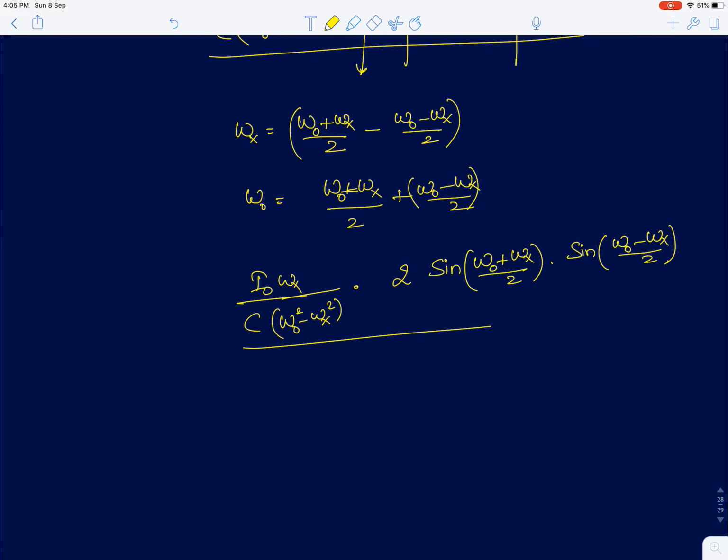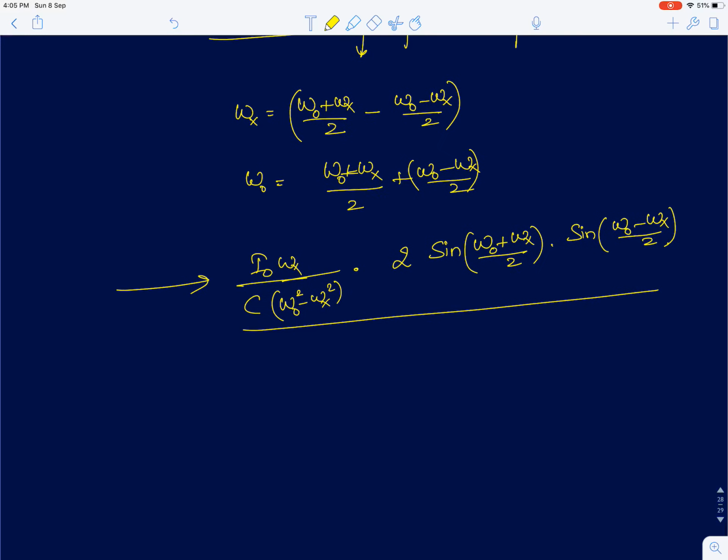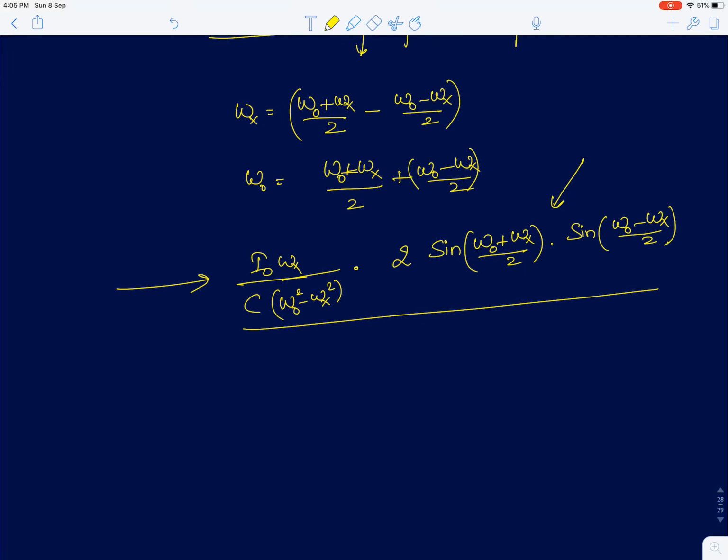Okay, so again you can see this waveform. If you know the basics of communication theory, this looks like an amplitude modulated signal. This is like the high frequency carrier. The carrier frequency omega c, I'm going to represent as omega naught plus omega x by 2, and the message signal omega m as omega naught minus omega x by 2. So obviously omega m is going to be less than omega c in magnitude.